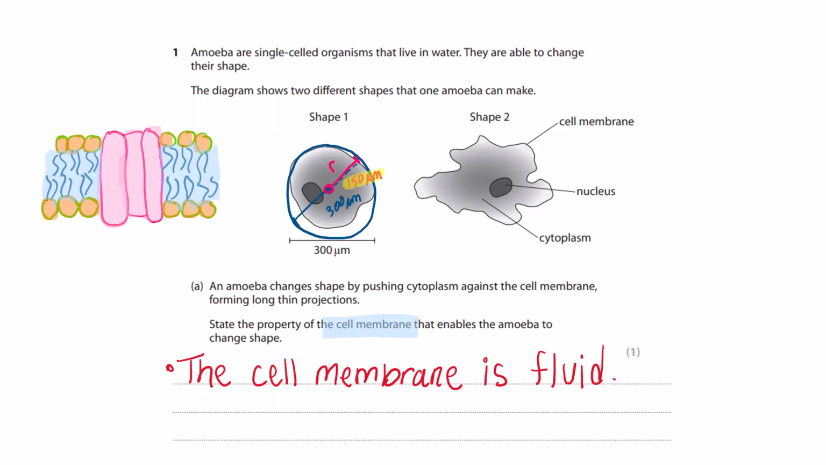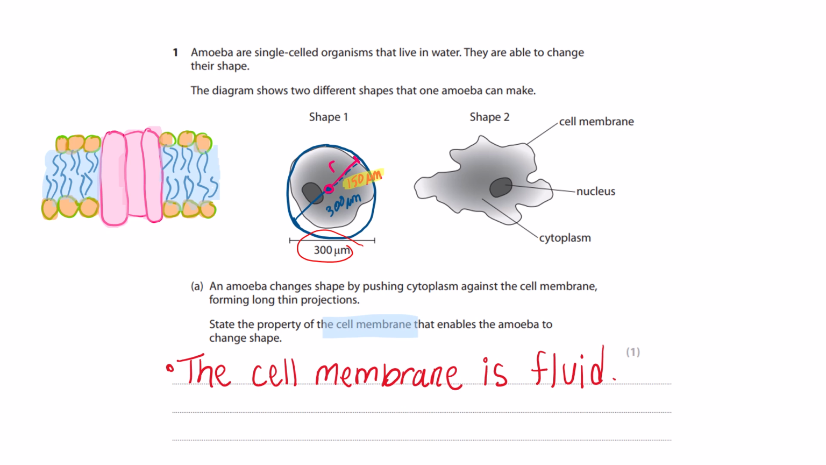Okay, so question 1. Amoeba are single-celled organisms that live in water. They are able to change their shape. The diagram shows two different shapes that one amoeba can make. We have shape 1 with a diameter of 300 micrometers, and then we have another shape, which is shape 2. So we can see a cell membrane, a nucleus, and a cytoplasm.